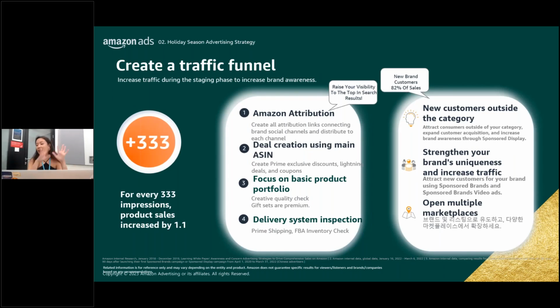Really sorry, but firstly, when it comes to Amazon Attribution, what we want to do is create attribution links connecting your brand social channels. This is tied to our second insight earlier. People are looking at social media, TikTok, Facebook, Instagram for inspiration before buying on Amazon. So a good way for you to earn the brand referral bonus, get a bit of cash back, is to create attribution links.